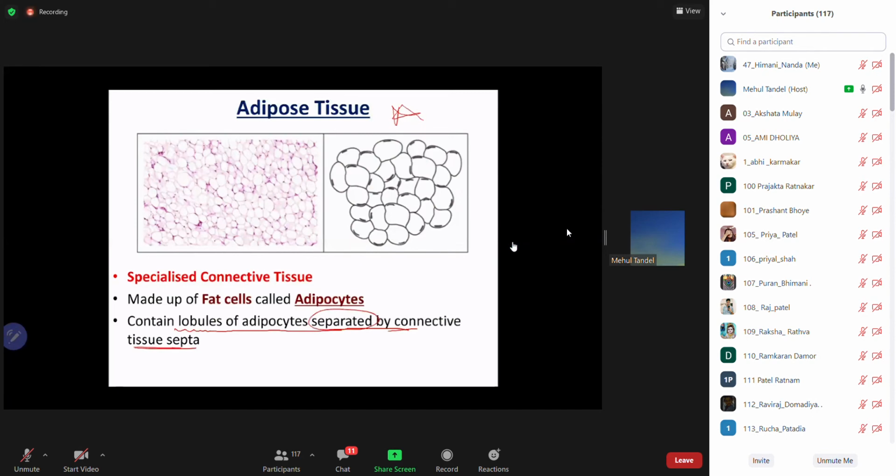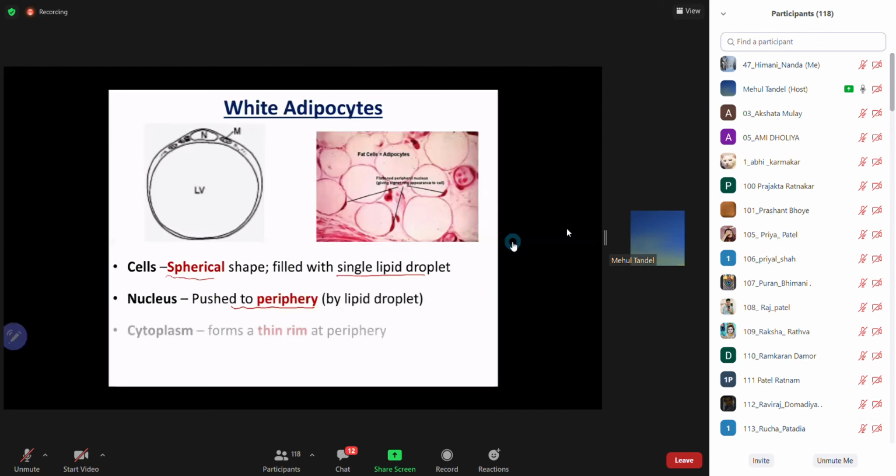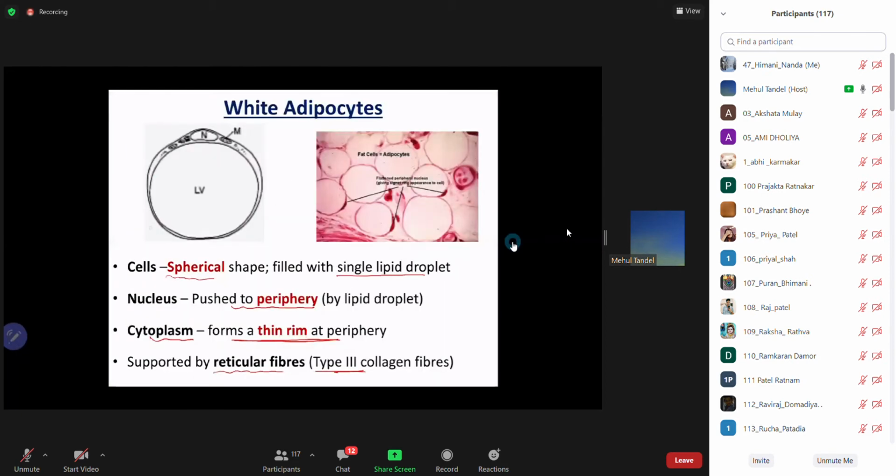Another feature is that cells are spherical in shape, filled with a single lipid droplet. We know this lipid droplet cannot be stained with H&E. So the nucleus is pushed towards the periphery by the lipid droplet. The cytoplasm forms a thin rim at the periphery, supported by reticular fiber, and this appearance is known as signet ring appearance. That is the identifying feature.